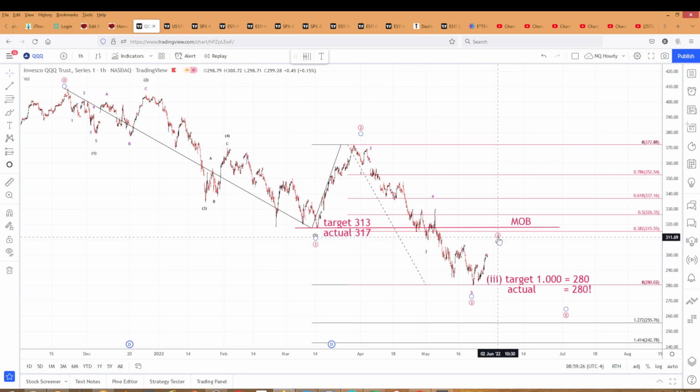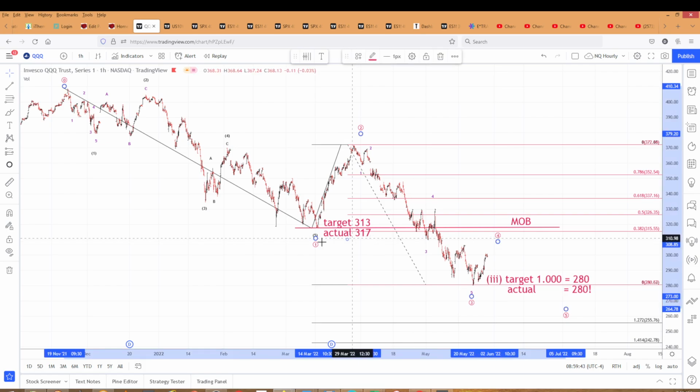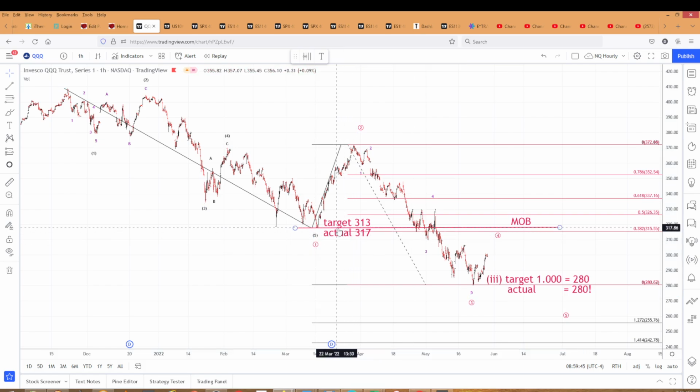Here we're looking for 4 up with a circle. You can see our Fibonacci retracement targets there. The only one with this wave count that comes into play is the 382 at 315.55, because wave 4 high cannot go above the wave 1 low, which is 317. As soon as it goes up above that, it is not wave 4.